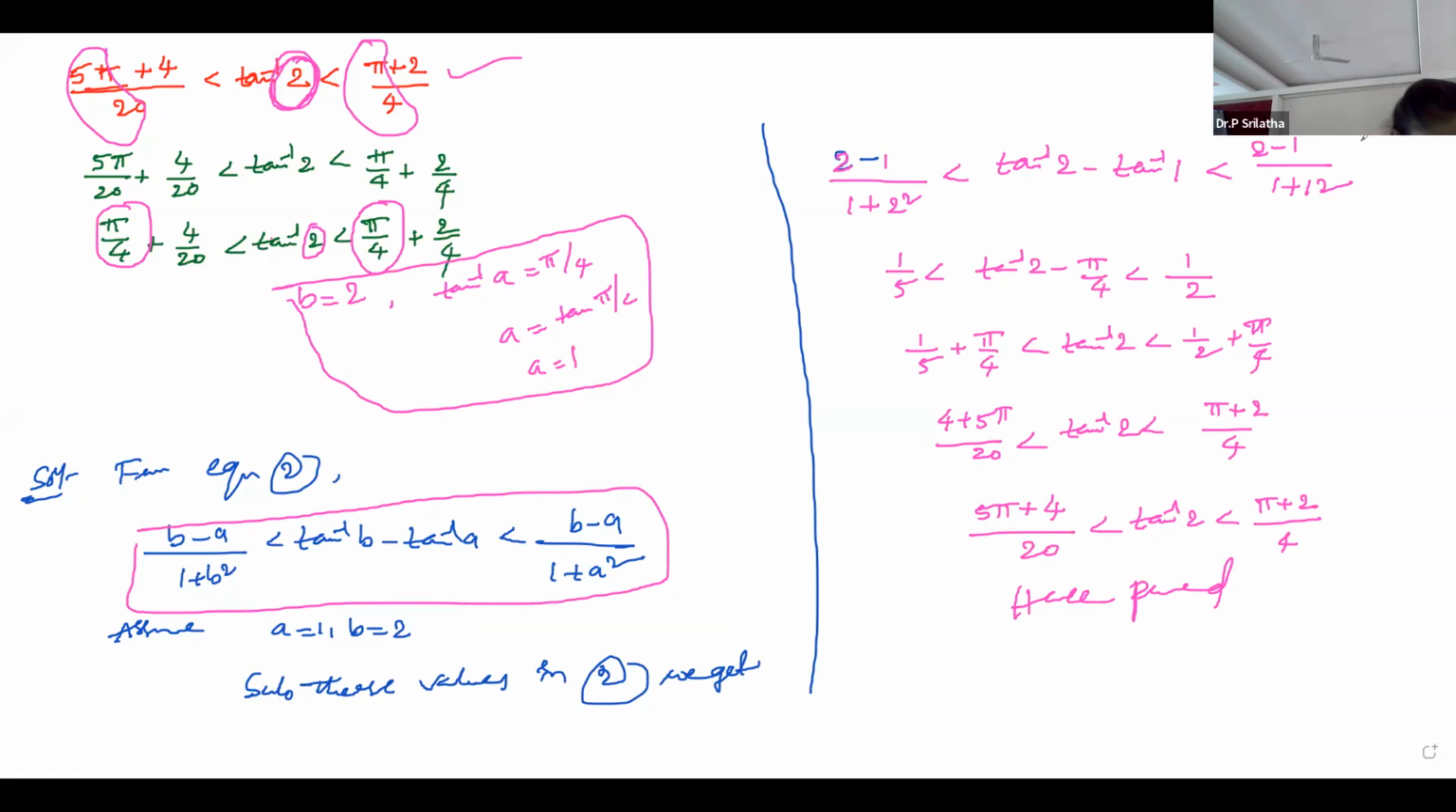Okay, shall I erase the screen? Shall I erase the whiteboard, ma'am? Okay, very good. Very good. Roll number 4.